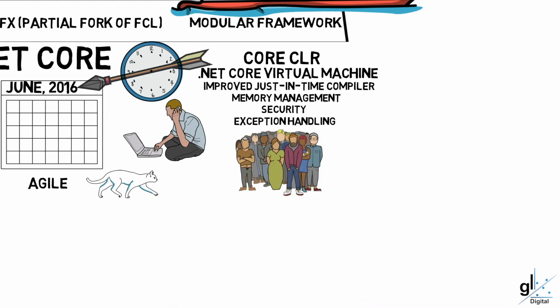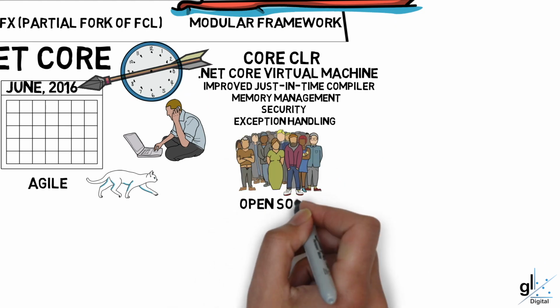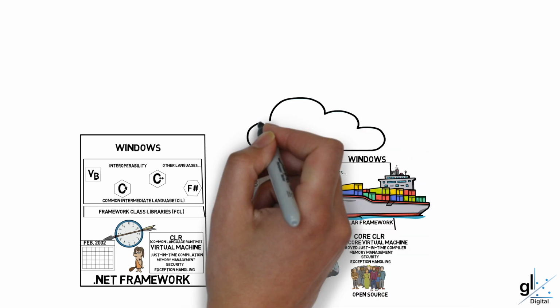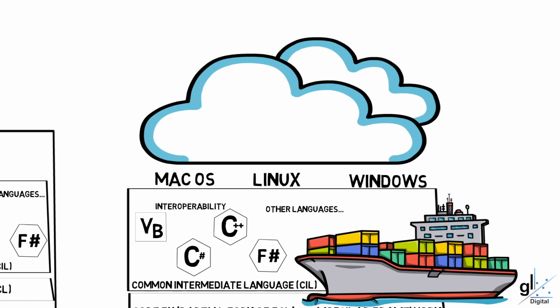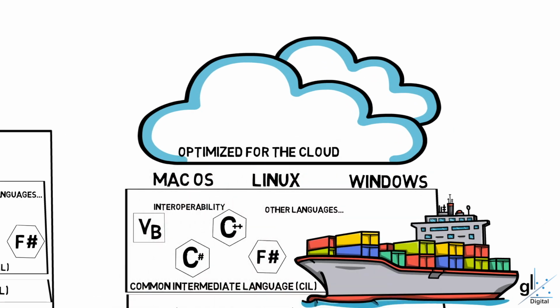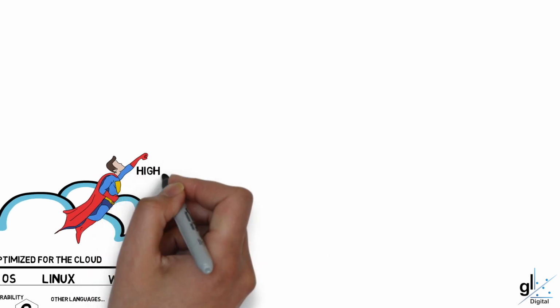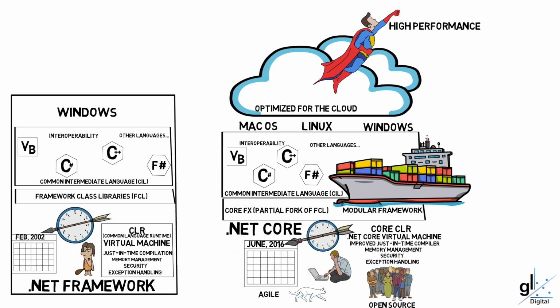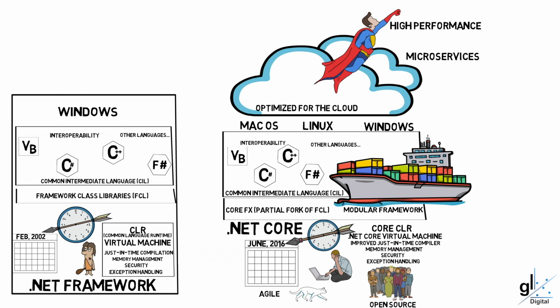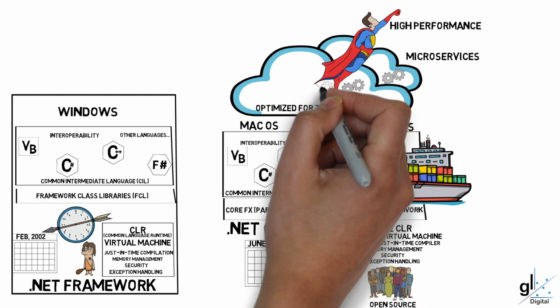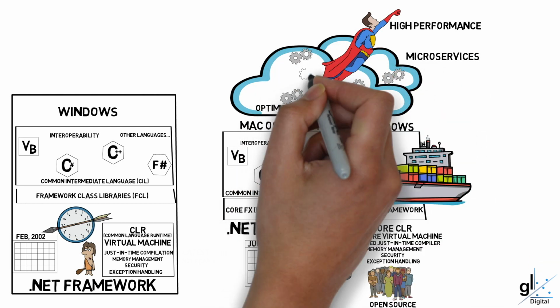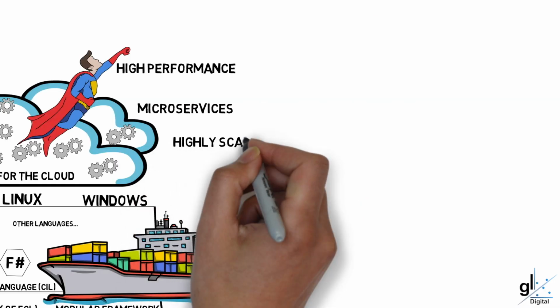.NET Core is open source software which makes things like the bug fix release process more efficient. It is optimized for the cloud, it is designed for high performance, provides a great base for microservice architecture, and it is designed to be highly scalable.